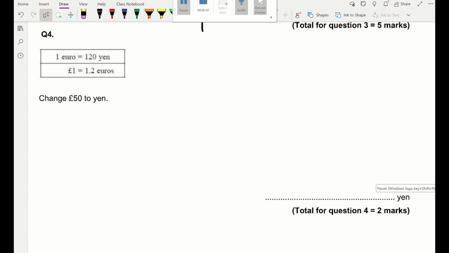And it says 1 euro is 120 yen, this is all money, and 1 pound equals 1.2 euros. Change 50 pounds into yen. So let's have a look. 1 pound, 1.2 euros. To get from pound to euros, from 1 to 1.2, I multiply by 1.2.